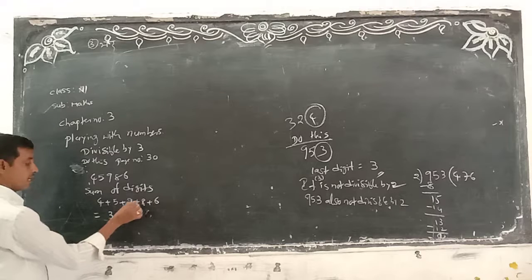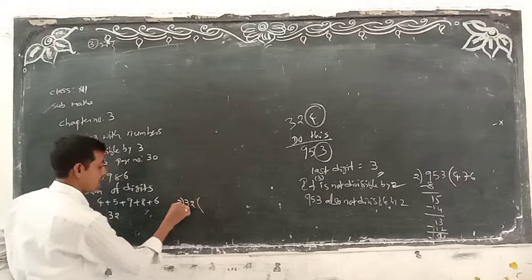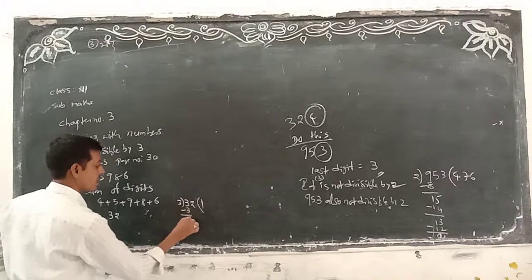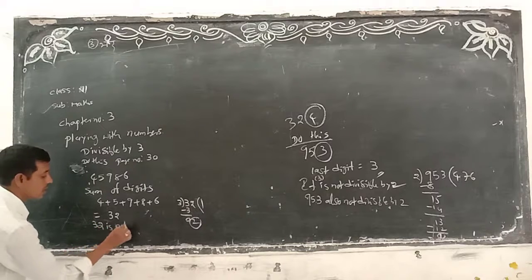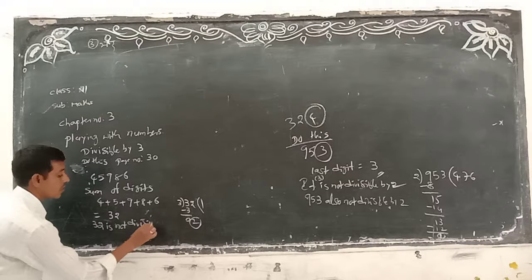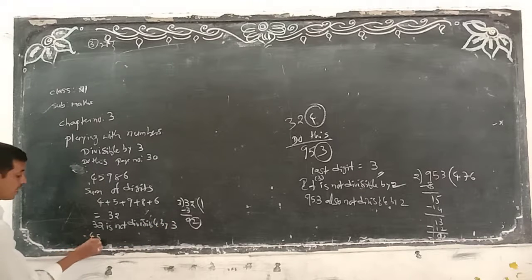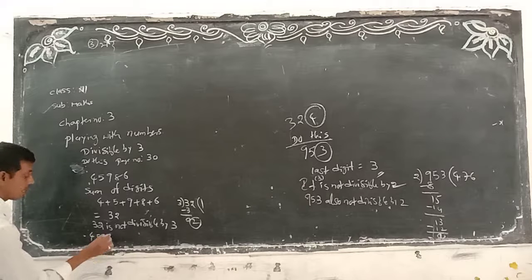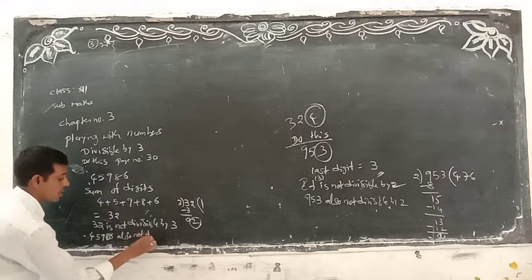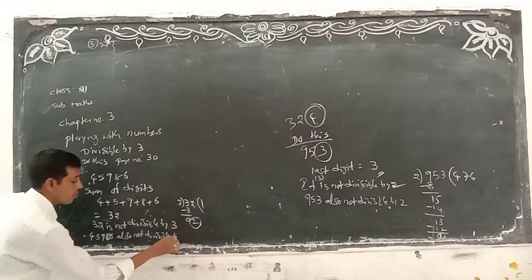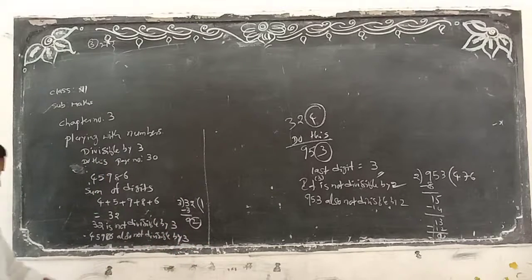Let's check whether 32 is divisible by 3 or not. 3 ones are 3, and the remainder is 2. So 32 is not divisible by 3. Therefore 4, 5, 9, 8, 6 is also not divisible by 3. Okay? This is also not divisible by 3.